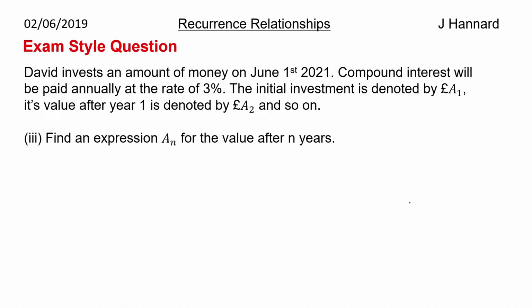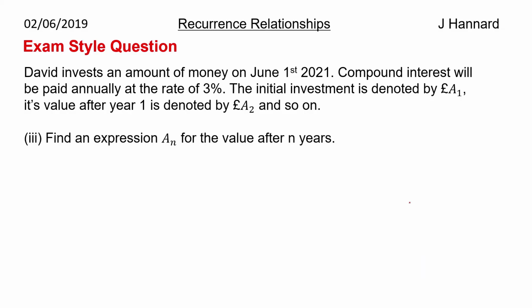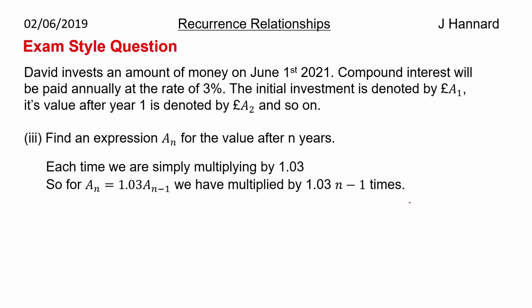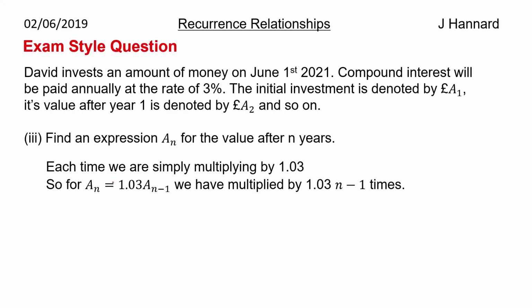Part 3, find an expression An for its value after n years. So let's have a think about what we've been doing here. Every year we've been multiplying by 1.03. So we're simply multiplying what we had before by 1.03. But this 1.03 is the only constant in there. So we've multiplied by it n minus 1 times. If you look at it here, A2, so n is 2, 1 is n minus 1. So for An = 1.03 A(n-1), we've multiplied by 1.03 n minus 1 times.